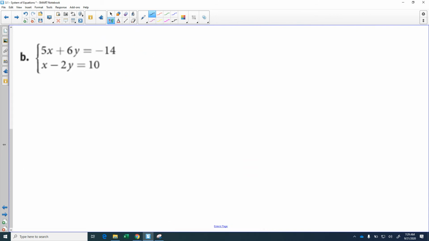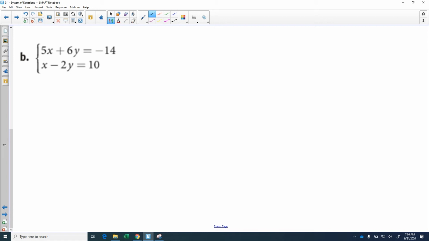In letter B, we're given 5x plus 6y equals negative 14 on top, x minus 2y equals 10 on bottom. And our ultimate goal is, once again, to try to get two values that are the same number with opposite signs. Okay? So I got to look at this problem here and try to think. I'm not given that right off the bat, so I need to adjust it.